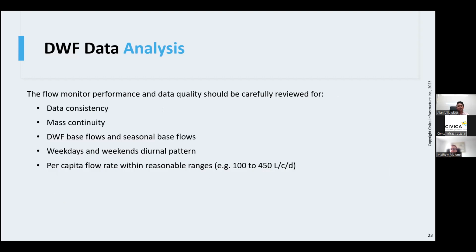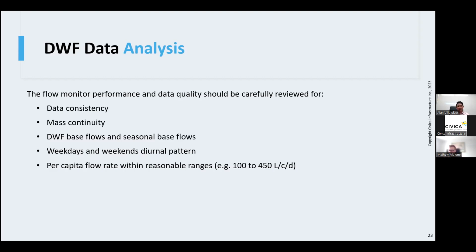Now, once we have the dry weather flow data, we need to analyze the data, and we're looking for the following items. Data consistency. Data consistency means that we need to see nice profiles, dry weather flow patterns. They have to be steady. There shouldn't be big jumps between months or days. It has to be very consistent. Sometimes you will see the water going up or going down depending on the season, because the groundwater can go high, can go low. So that is okay, but you will also see the dry weather flow patterns very consistent. So that's one key aspect of the data.